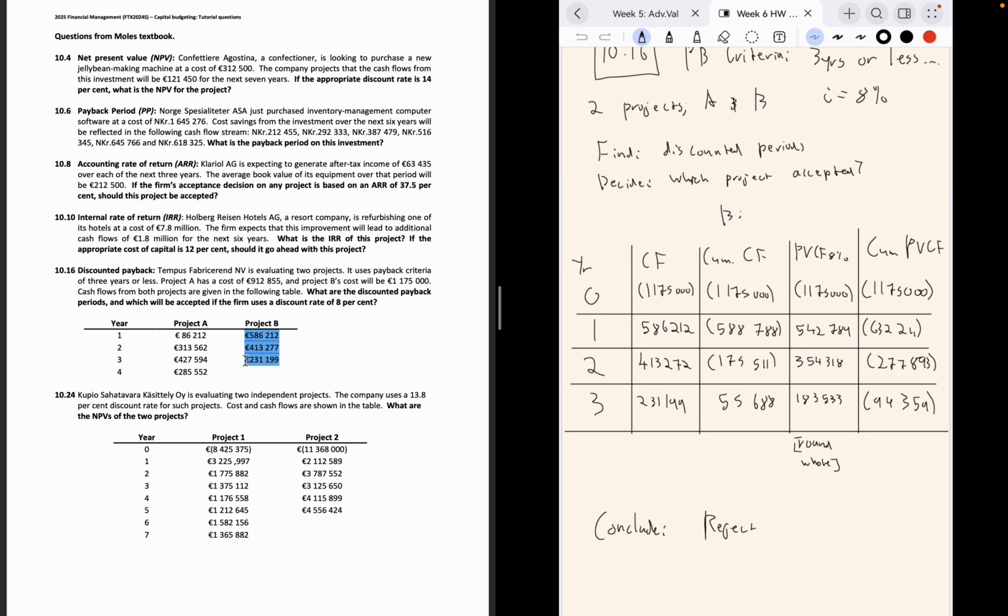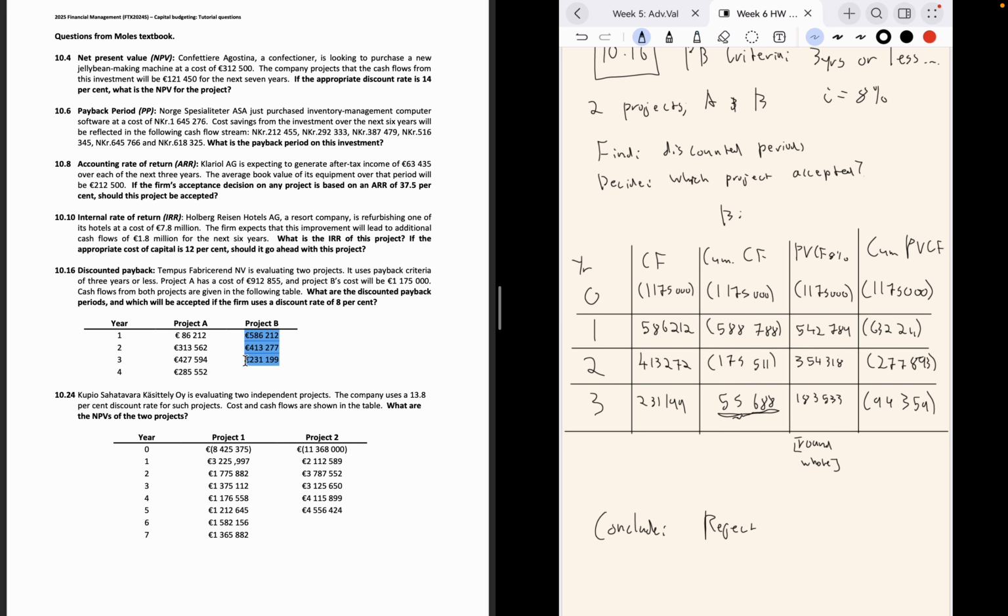So let's have a look at your cumulative cash flow. So 1,175,000. We add 586,212 to that. So we add a positive number to a larger negative number. So the negative number becomes a bit less negative. And it's the same, 413,272 plus negative 588,788. You're left over with negative 175,511. And then finally, when you add 231,199 to that negative 175,511, you get this value over here of 55,688.